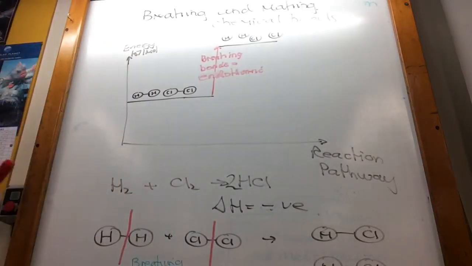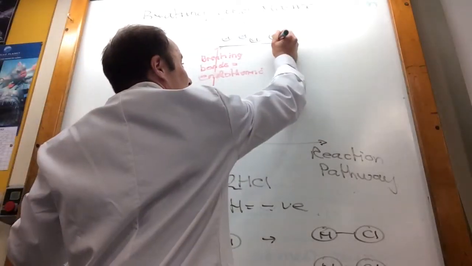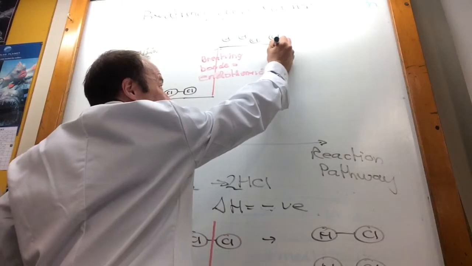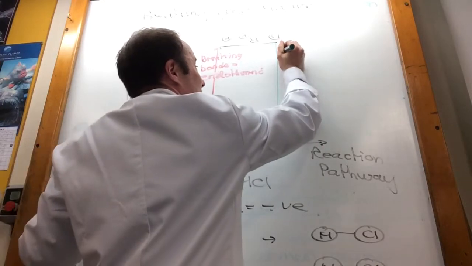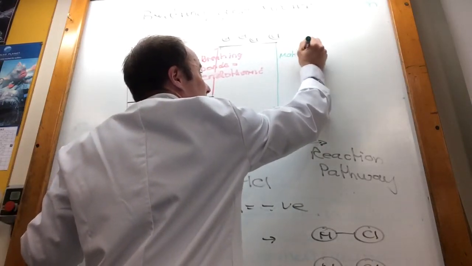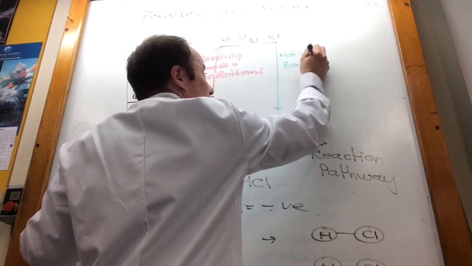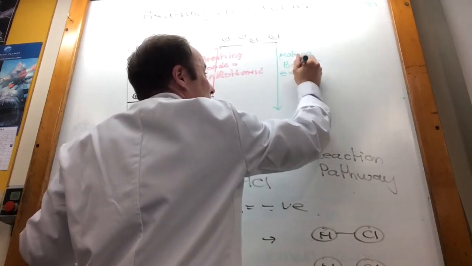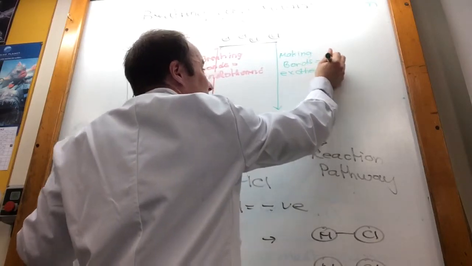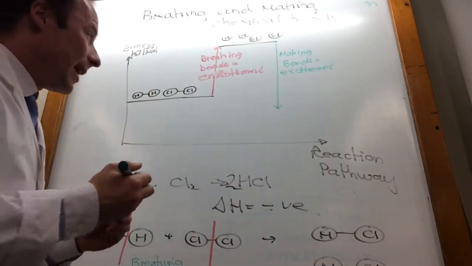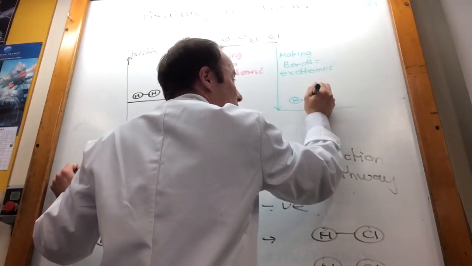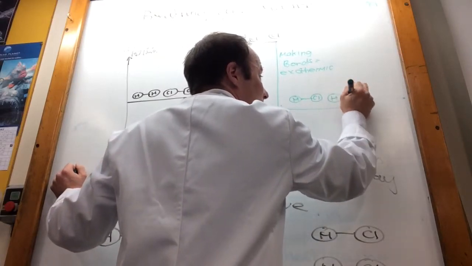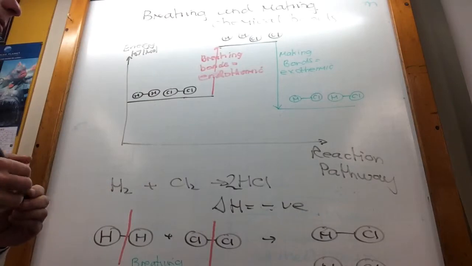Okay, now these guys are going to join together down here. They're going to make some bonds. That is exothermic down there. So this is making bonds, which is exothermic. I get energy back from that. Remember, that's a negative figure. It goes down until I get to this, which is 2 hydrogen chloride molecules joined together, like so.